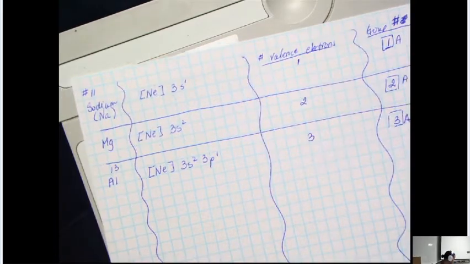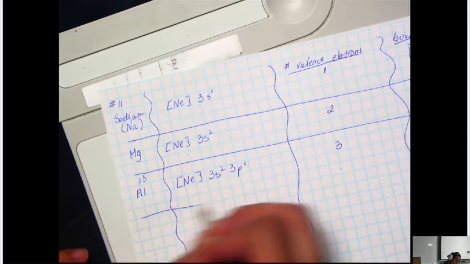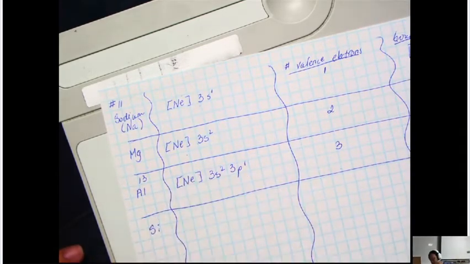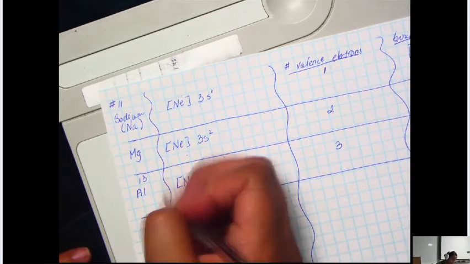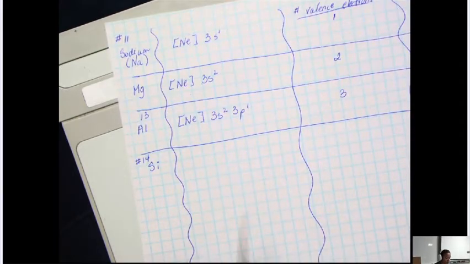All right, so let's do the next one. Next one is silicon. Silicon is atomic number 14. Go ahead and write the electron configuration for that, the abbreviated electron configuration.